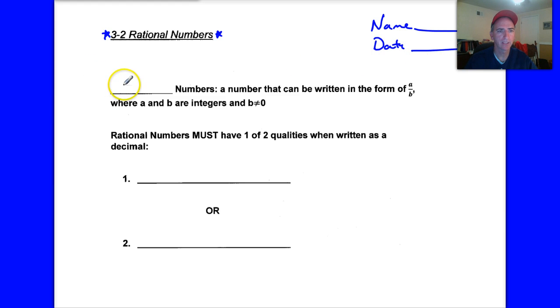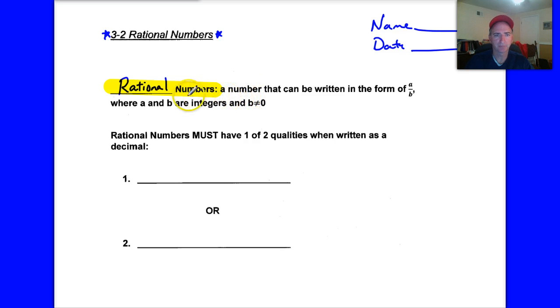Our first word here is rational numbers, just like its title. Rational numbers, that's our first vocabulary. If you're a highlighter, that would be what you want to highlight right there. This sounds way more confusing than it really is, but we'll read through it here.